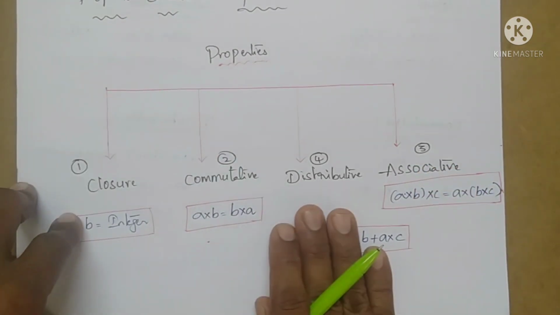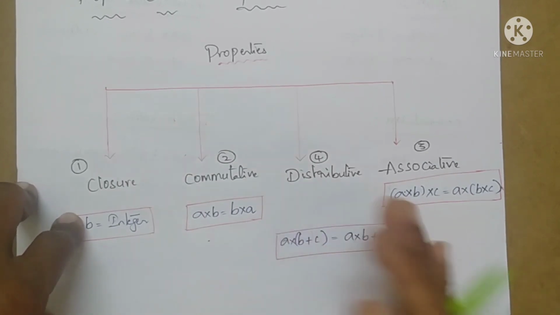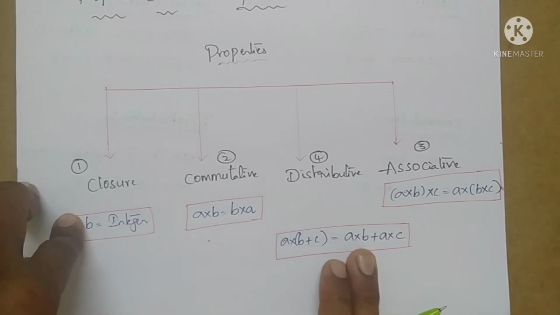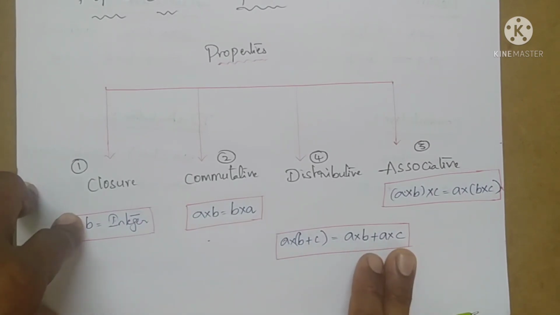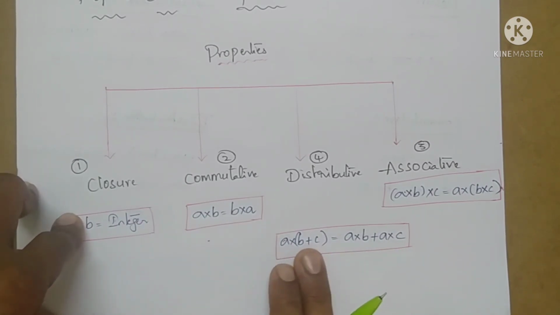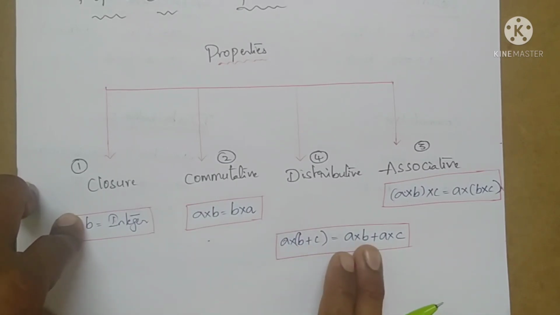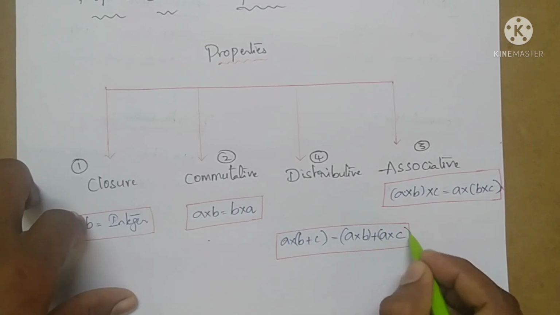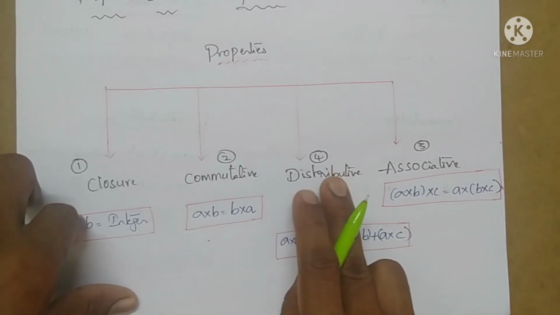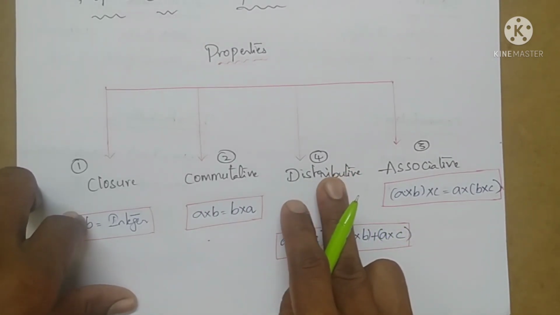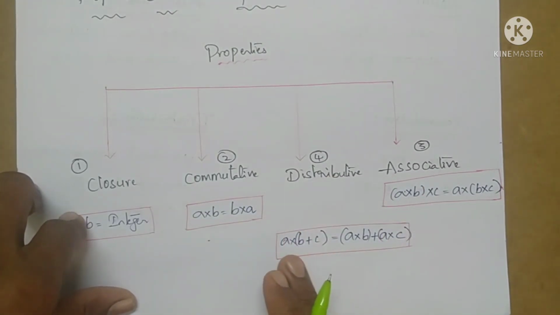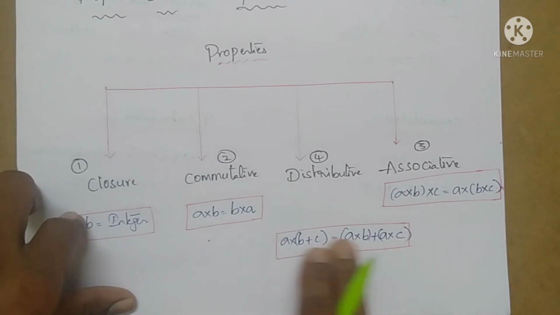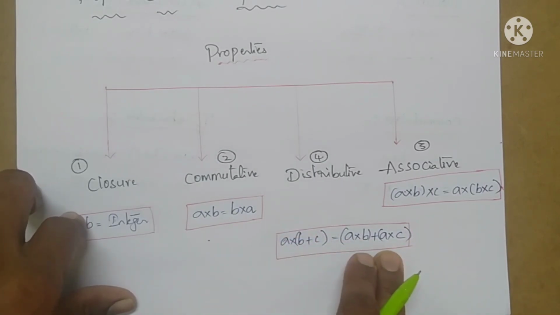Next one, the fourth one, distributive property. So a × (b + c) is equal to a × b plus a × c. So a into (b plus c) is equal to a into b plus a into c. This is our fourth property. This is a very important property, the distributive property.